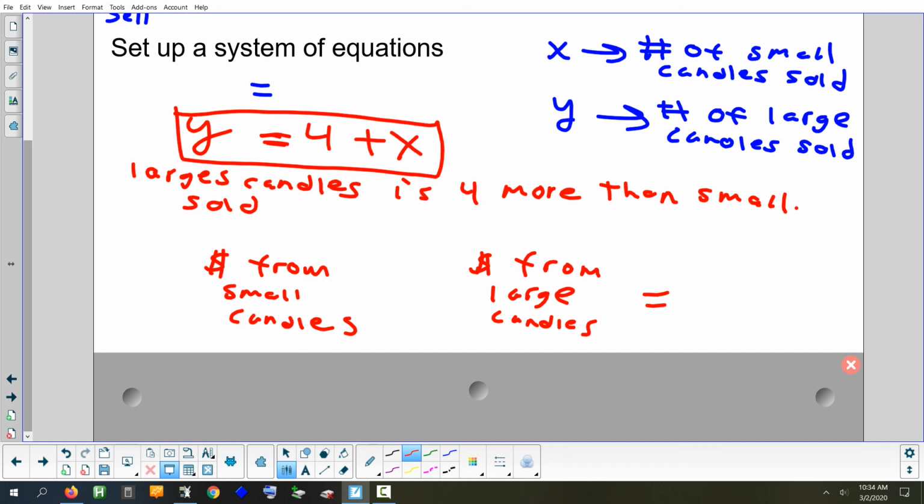So money from small candles and the money from large candles. And how much money did it say we made at the craft fair? 144. And what would you do with these 2 things? You take how much money from the small candles and the large candles and do what? Add them up. So that's going to be part of our second equation. Something plus something equals 144. What we have to put here is the amount of money you make from the small candles, and what you put there is the amount of money you make from the large candles.